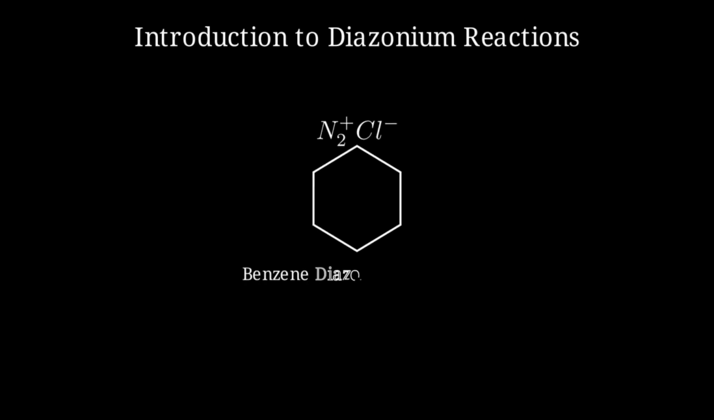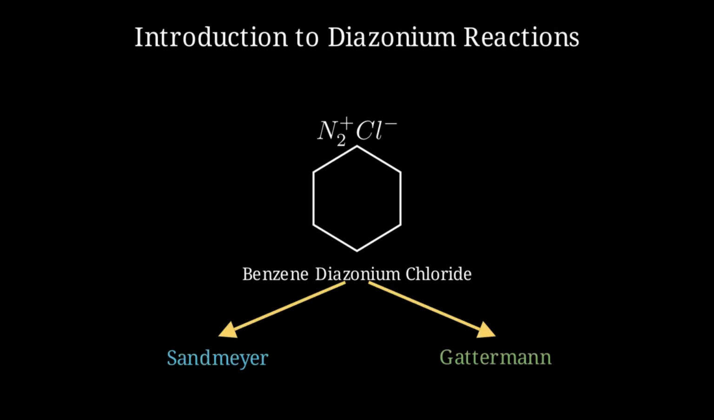Aromatic substitution is essential for creating aryl halides. Today, we explore two primary methods for converting benzene diazonium salts into chlorobenzene or bromobenzene, the classic Sandmeyer reaction and its modification, the Gattermann reaction.